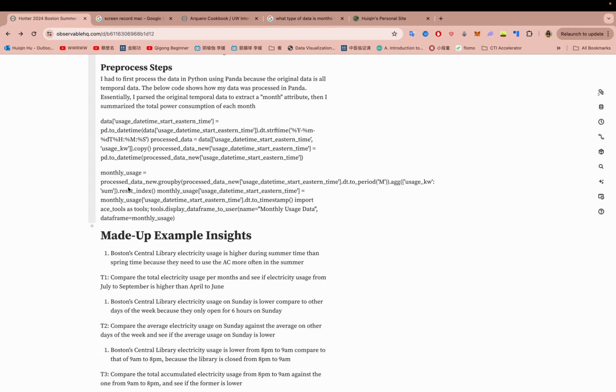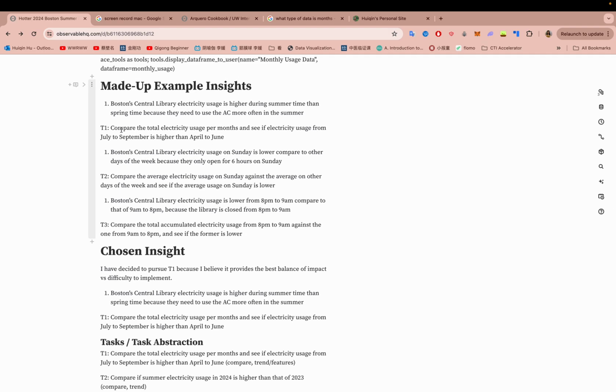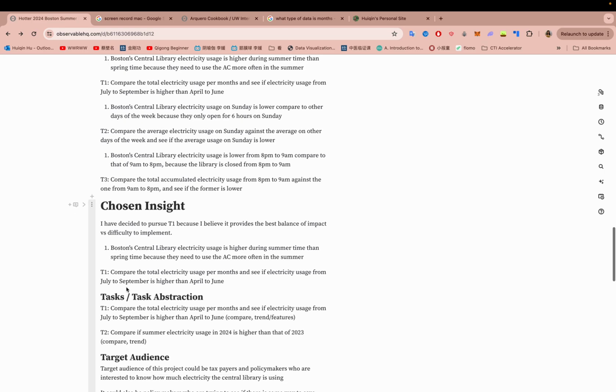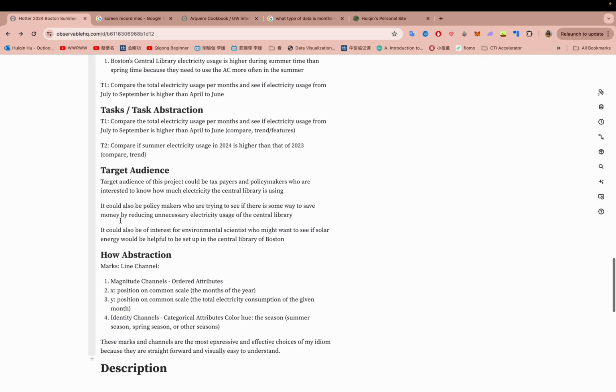This is my code that I used to process those data. And in this project, I also tested to make up a few fake example insights. So in here, I basically picked these different insights, and then I chose one of the insights that's the most practical and also conducive for my study.